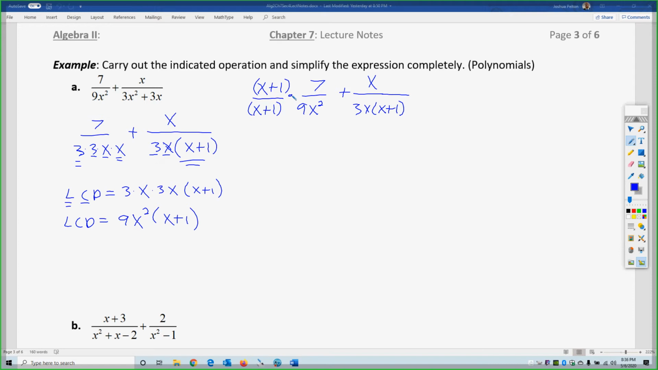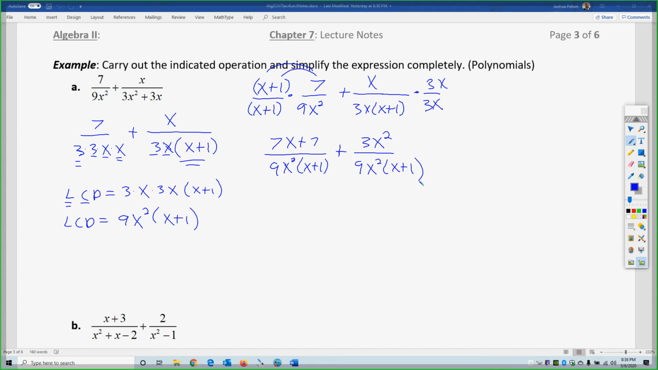And the 3x times x plus 1 has the x plus 1, but the 3x is not large enough, so I need to multiply that by another 3x. So multiplied out now, what do I get? On the top, I get 7x plus 7 when I multiply those through, over 9x squared times x plus 1. Keep denominators in LCD form until the end. And on the top, I get 3x squared over 9x squared times x plus 1.